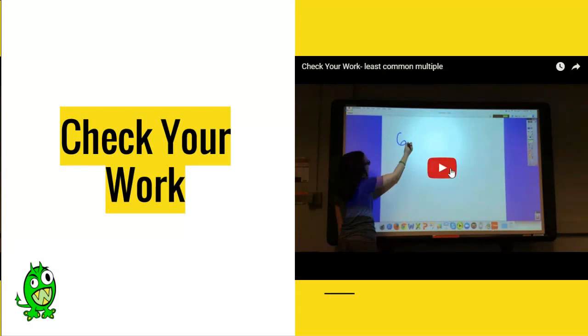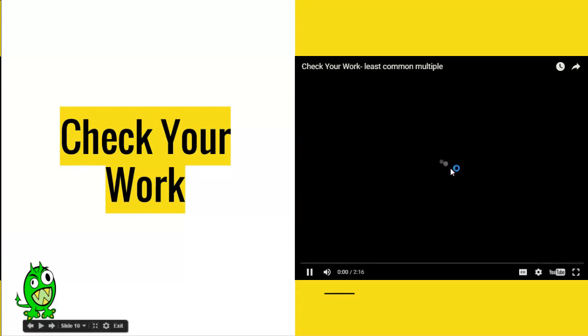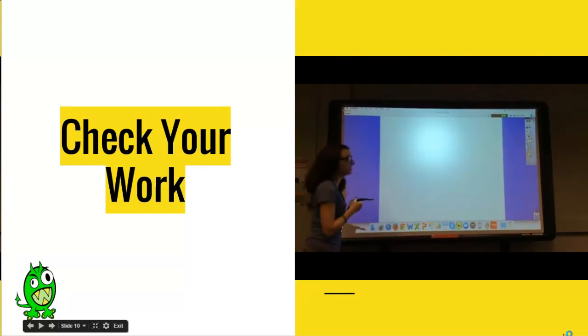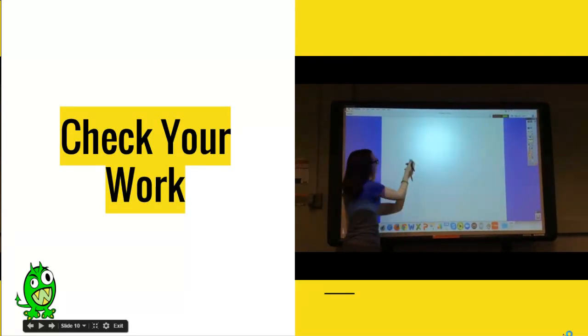Now it's time to check your work. Okay, now we're going to check our work of 6 and 16. First, we're going to find the multiples of 6.